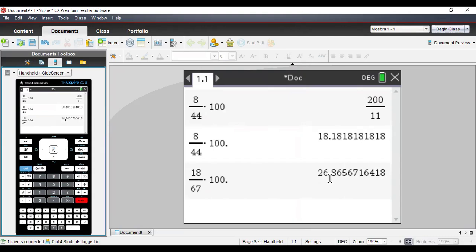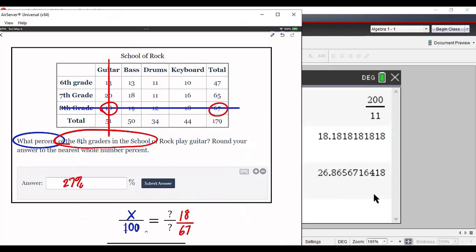So it says about 26.86%. Now they want us to round this to the nearest whole number. So you go to the 6, look to the right, 5 or above, give it a shove. So our answer is going to be 27%. So we will put 27% here. Got it? All right, let's go. Another one.